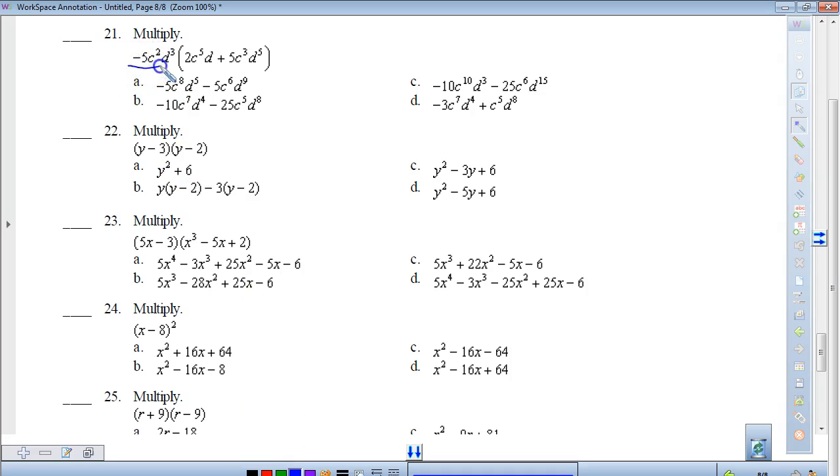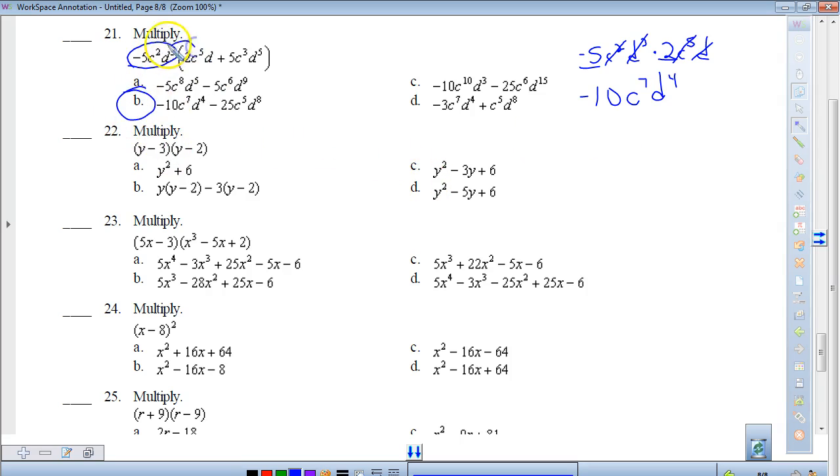Number 21, we are going to distribute this first monomial into the parentheses. So what we have would be negative 5c squared d cubed times 2c to the fifth d. And we would multiply our numbers together first. Negative 5 times 2 is negative 10. Here we have 2 c's, here we have 5 more c's, so together we have 7. And here we have 3 d's, and one more d makes d to the fourth. So that's going to be our first term, which actually gives us our answer.